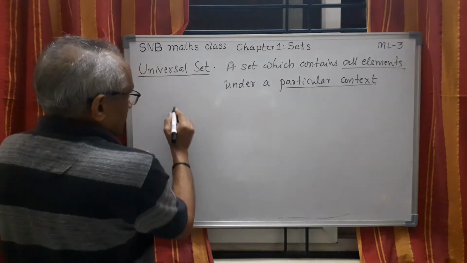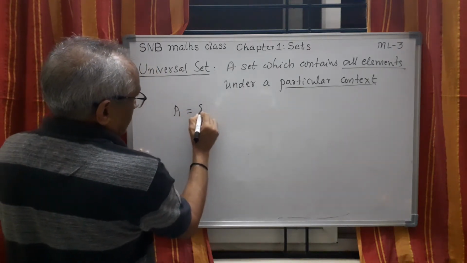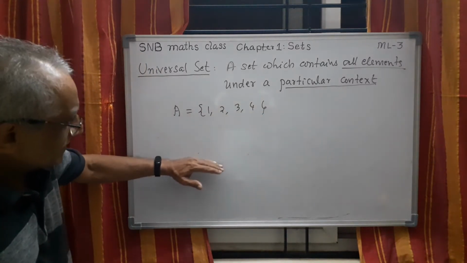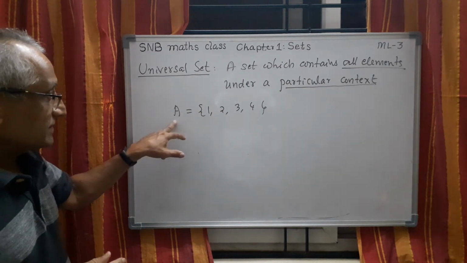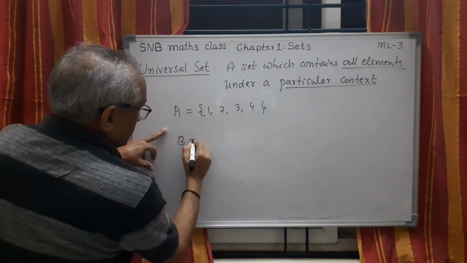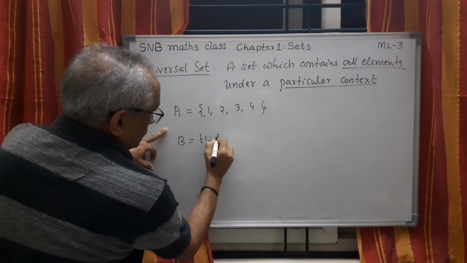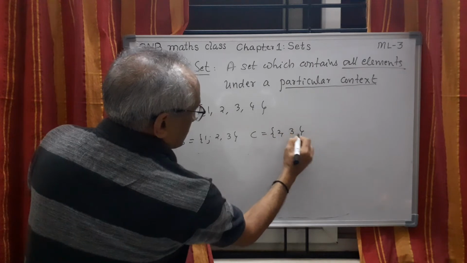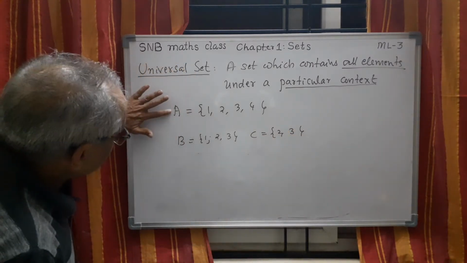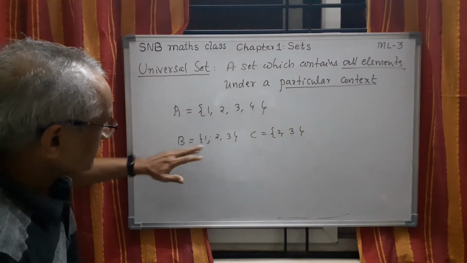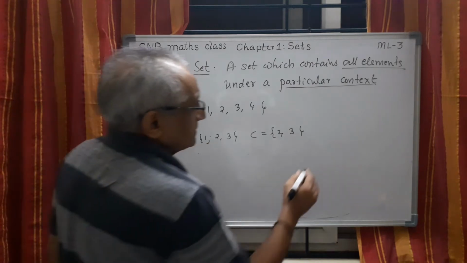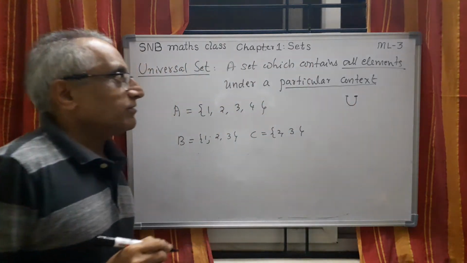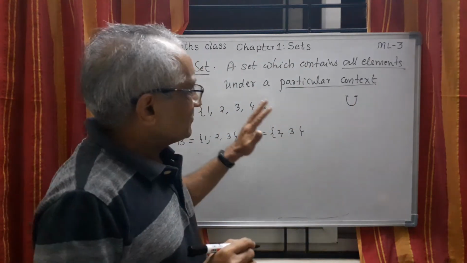So the thing is that if you take A equal to, say, {1, 2, 3, 4}, you can form as many subsets as you want from this set. For example, I can take B equal to {1, 2, 3}. Then C, let us say {2, 3}, anything. Then I can take A as the universal set for these types of sets. And universal set is denoted by capital letter U. So this is the symbol for universal set. So this is all about universal set.